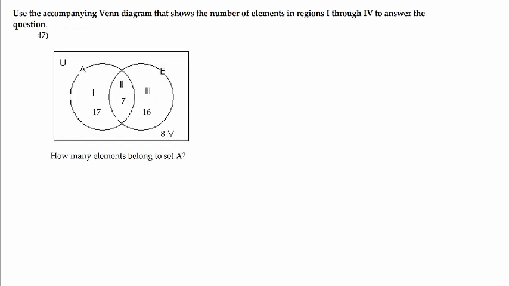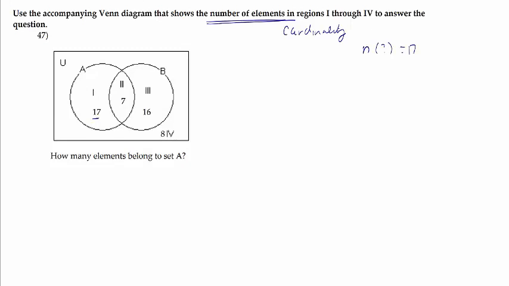Use the accompanying Venn diagram that shows the number of elements in regions 1 through 4 to answer the question. I want to point out that we are told that the Venn diagram is showing the number of elements in each region. So it's giving me the cardinality. When I see this number 17 over here, that doesn't mean 17 is an element of the set A. It's telling me that the number of elements in this portion, not in all of A, but in that piece, is equal to 17.